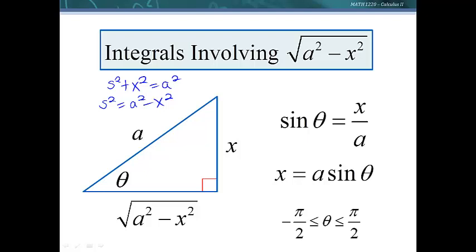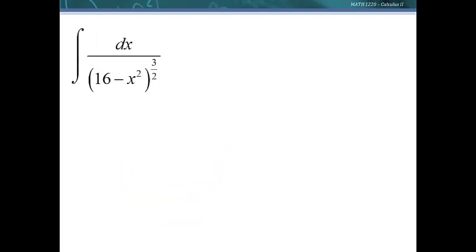Now let's see how all of this would work. So here we have an integral, and it involves an a squared minus x squared underneath the radical. We can see it here in the denominator.